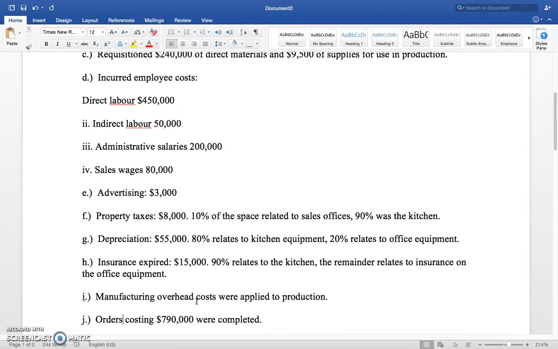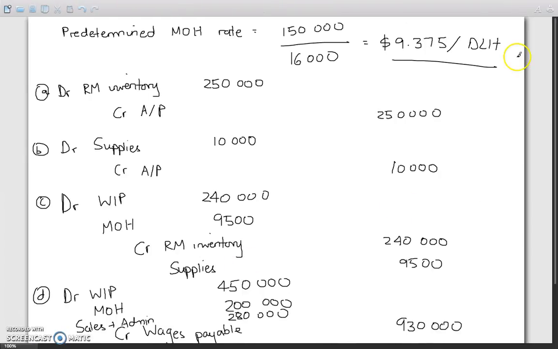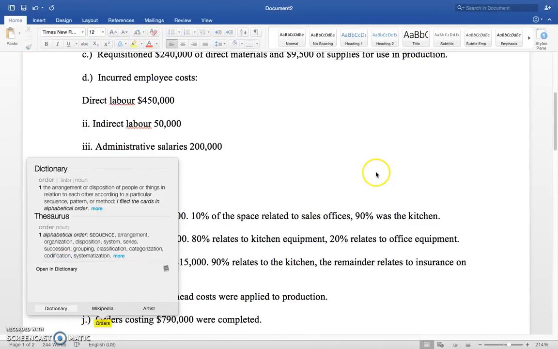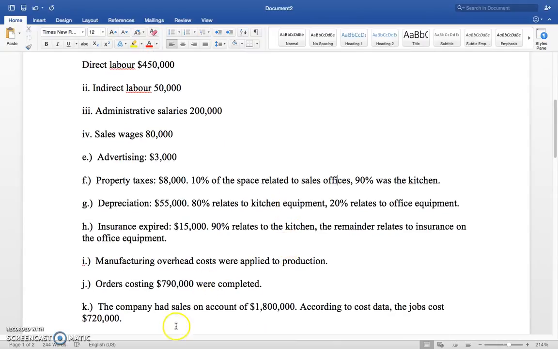All right. Part I is manufacturing overhead costs were applied to production. Now, that is where this comes in, what you calculated at the start of the question. Why do you apply MOH? It's the middle of the year, right? Look over here. You'll notice that you have more entries after that one. That means that the year hasn't ended. But why are you doing this right now?